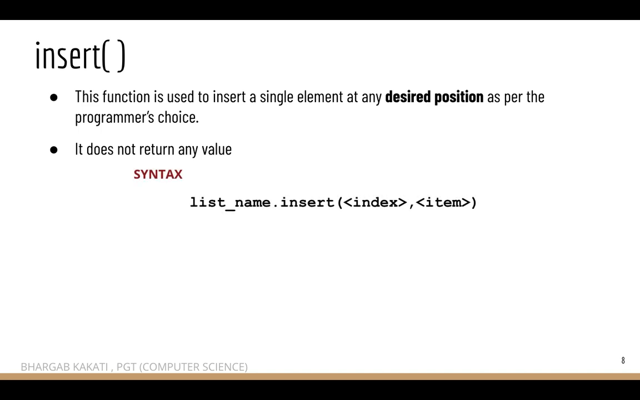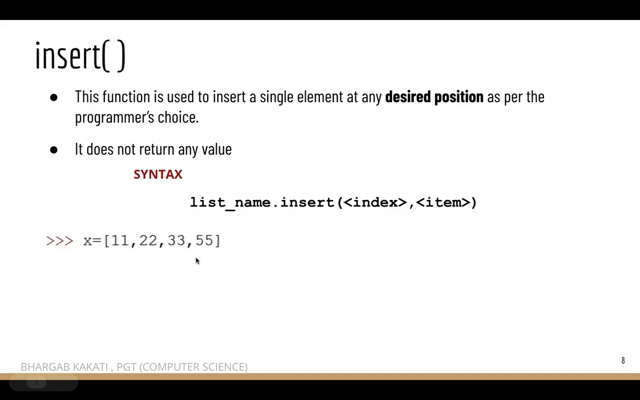The syntax goes as follows. We need to specify the list name dot insert, and then within braces we need to put the index where we want the item, followed by the item, separated by a comma. Okay, let's try to understand with the help of an example.